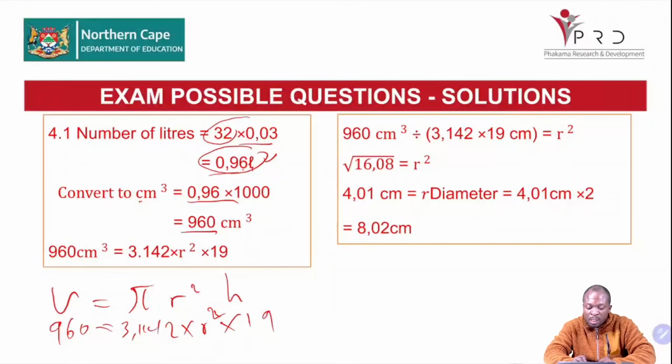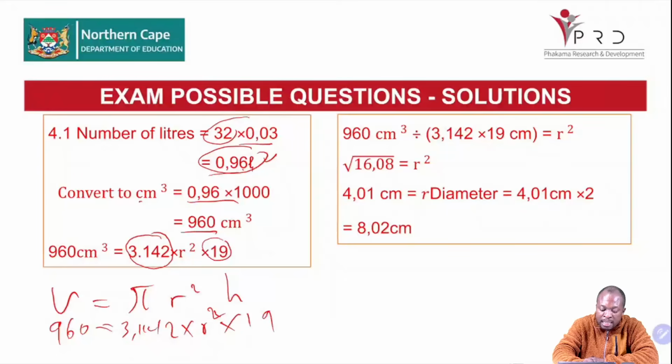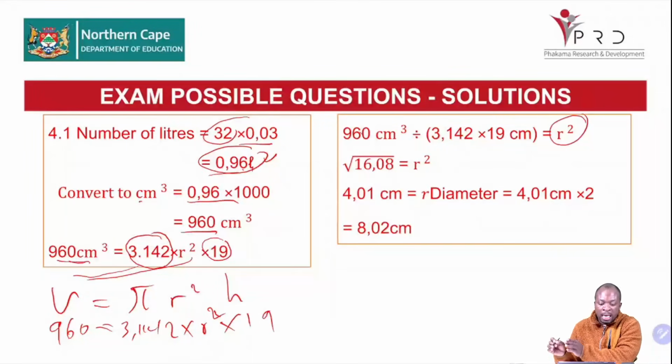Then that's why you see me continue from here. What I'm doing is removing the 3.142 and the 19, bringing them down here to divide. So that's what you see, 960 divided by 3.142 times 19, so that r squared will stand alone because we need it. Now, when you divide, you're going to get 16.08.